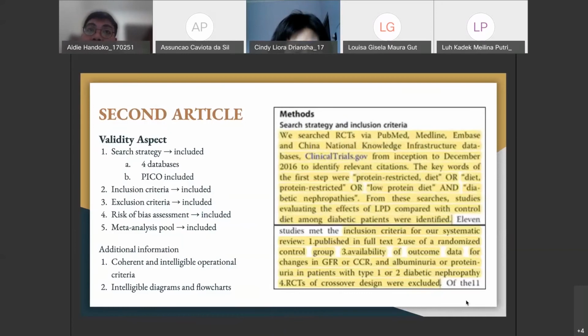And for the inclusion criteria that they used for the systematic review, the first one is that the article is published in full text, the second one is the use of a randomized control group, and the availability of outcome data of changes in GFR or CCR and albuminuria or proteinuria in patients with diabetic nephropathy. The exclusion criteria is also included, which is RCTs of crossover design. Next.